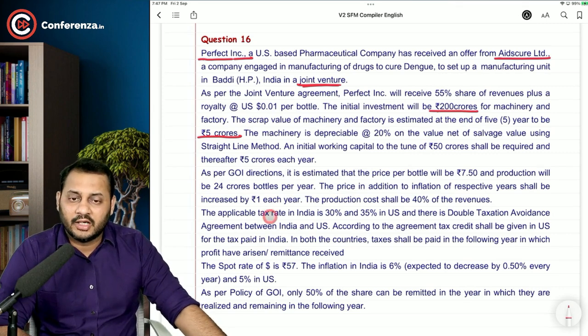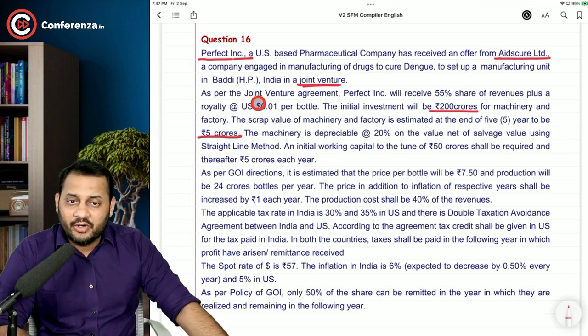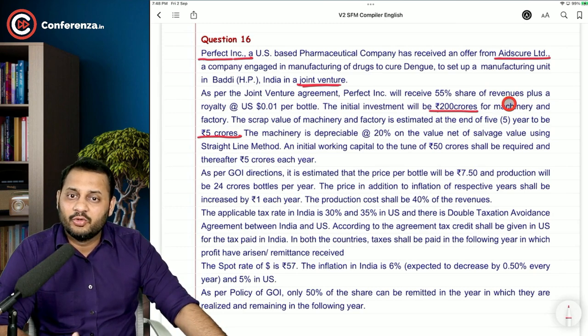We'll look at that. The production cost shall be 40% of the revenue. And as per this joint venture agreement, 55% of the revenue will go to Perfect Incorporation and a royalty of $0.01 on every bottle. So the price in addition, okay, 40% is the revenue.